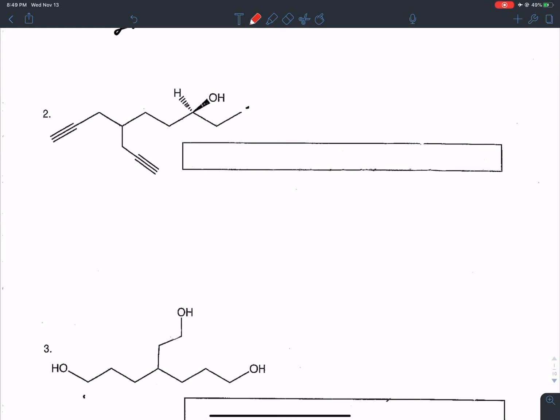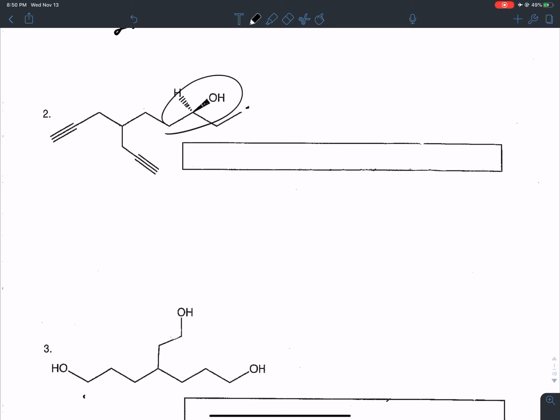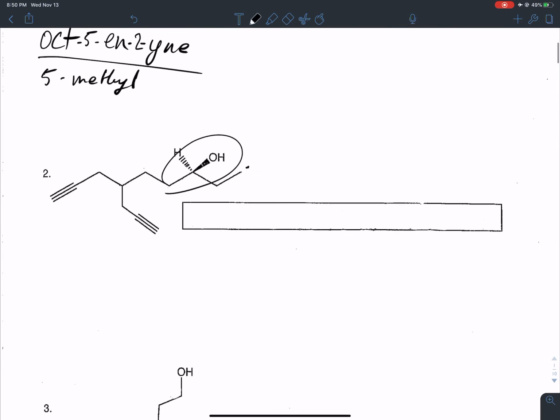Okay, so moving on to this number 2. What was our first job again? What was the very first thing we had to do? We have to locate the master functional group. Yeah, we have to figure out the priority functional group. What is that in this case? The alcohol. Alcohols beat alkenes and alkynes and alkyl halides and alkanes. So that alcohol is going to be our master functional group.